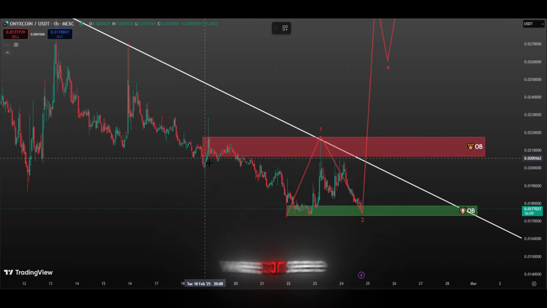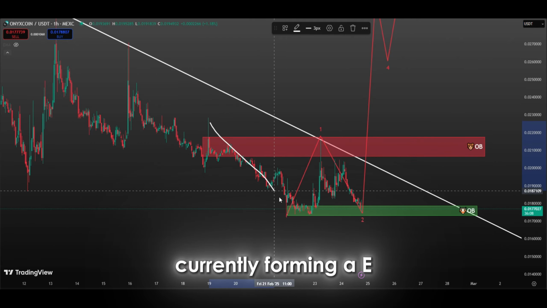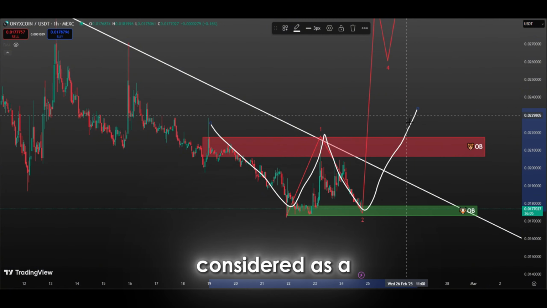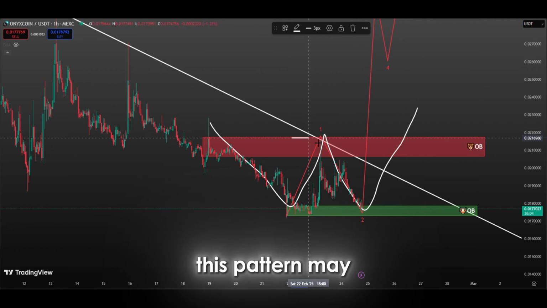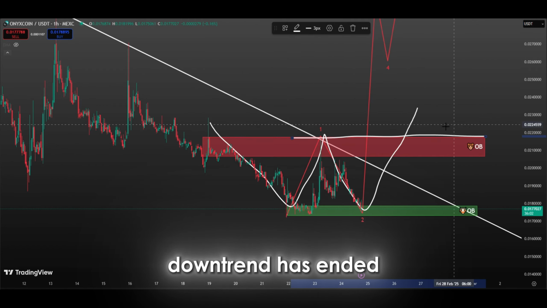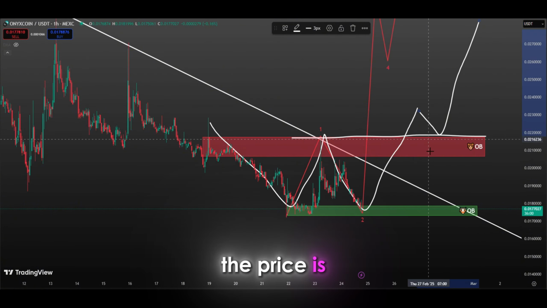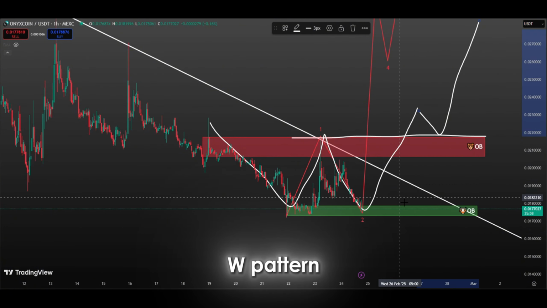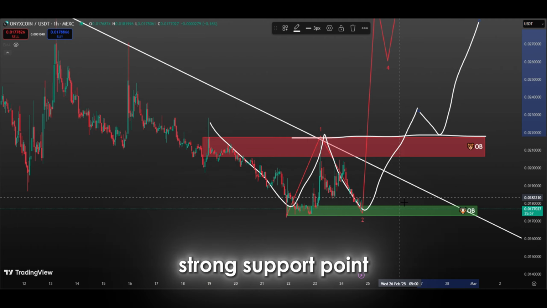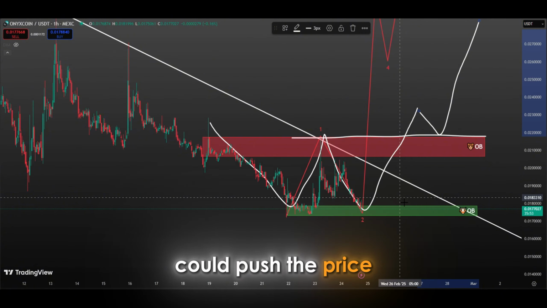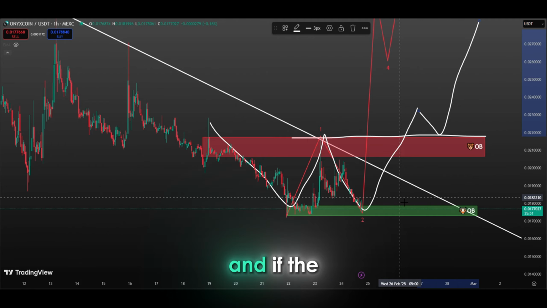From a pattern perspective, we can see that price is currently forming a W pattern. The W pattern is also known as a double bottom pattern and is often considered a trend reversal signal. This pattern may indicate that the downtrend has ended and the market is preparing to make an upside move. As of now, the price is at the second bottom of the W pattern. This area usually works as a strong support point, and if the price reacts here, the bullish possibility is strengthened. Buying from the second bottom could push the price towards the neckline of the pattern, and if the price crosses the neckline, it will have a chance to move higher.